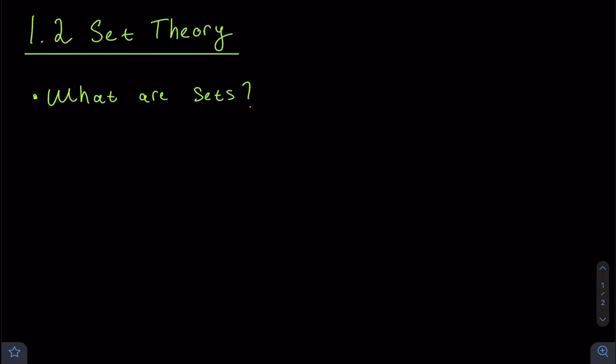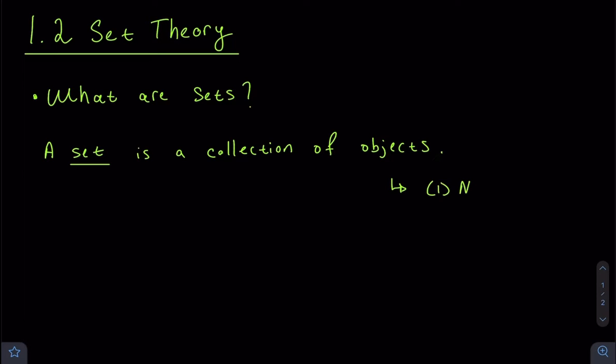Section 1.2 is all about sets, and in order to do probability theory, we need to have a good understanding of what sets are. So a set is a collection of objects. And what these objects will be are numbers or other sets. So our sets will either contain numbers, sets, or both.